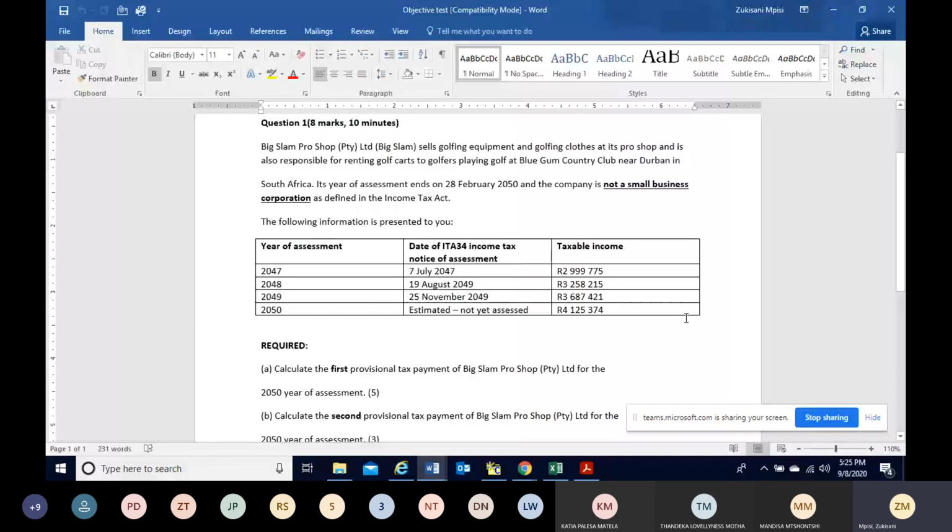So as you are attempting this example, question 1 is an objectivity test. I need you to calculate the first provisional payment and the second provisional payment.